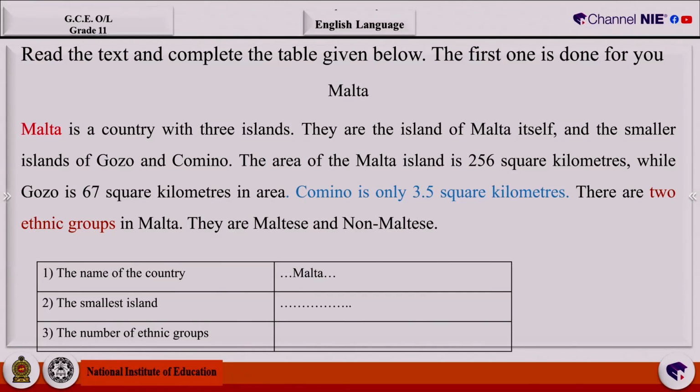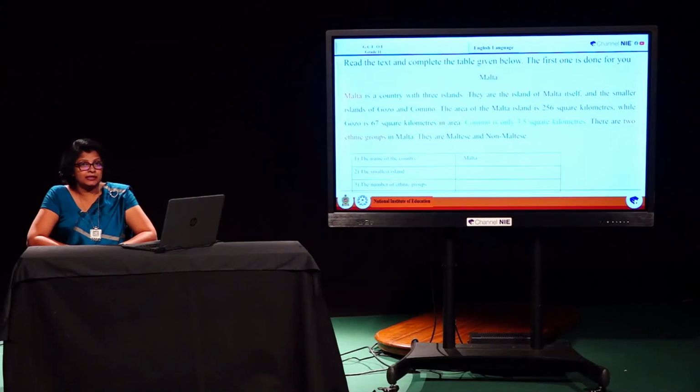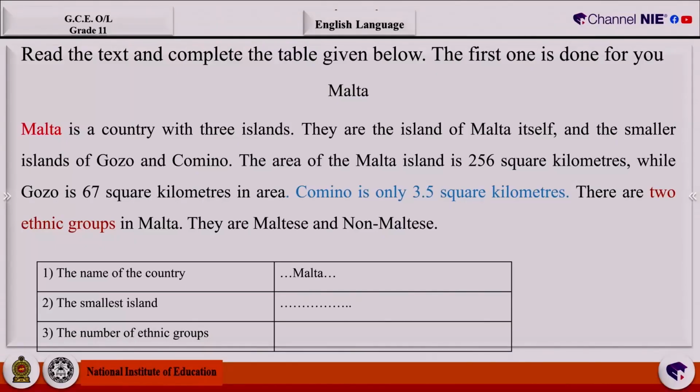What is the first question? The name of the country. Where can you find the answer, students? The first question and the first answer is coming from the very beginning of the paragraph. Malta is a country with 3 islands. So the first answer comes from the first line.